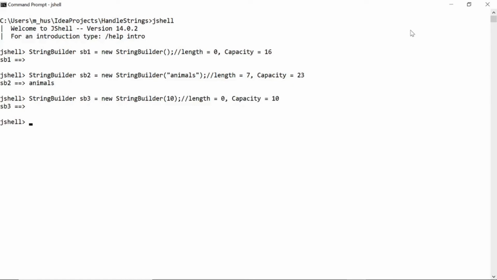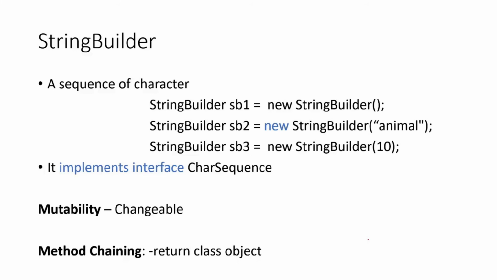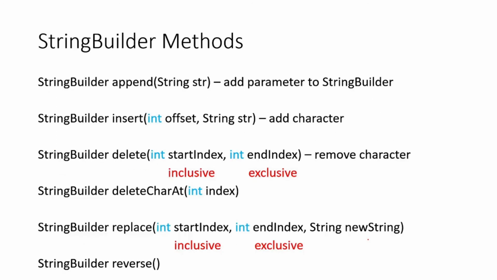We can also do method chaining, the same as with the String class, in the StringBuilder class, and we will see it in the important methods section. So these are the StringBuilder methods. The first and foremost important method is append. In append we add whatsoever string is in the parameter to the StringBuilder. It is pretty much the same as concat. So let's see this one.